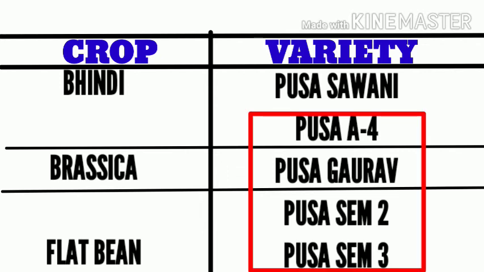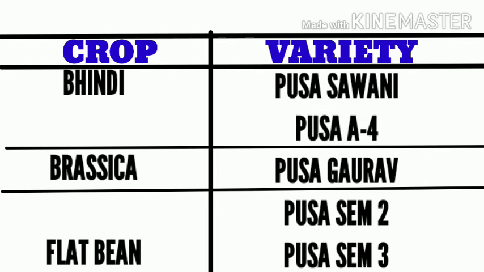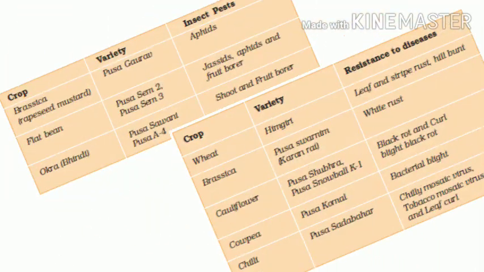The rest of the varieties, if you see, are arranged in alphabetical order against the crops, which are also in alphabetical order. But please keep in mind this little thing, that in the table for disease-resistant varieties, we used reversed alphabetical order, but in this table for insect pest-resistant varieties, we have used alphabetical order for both the columns.